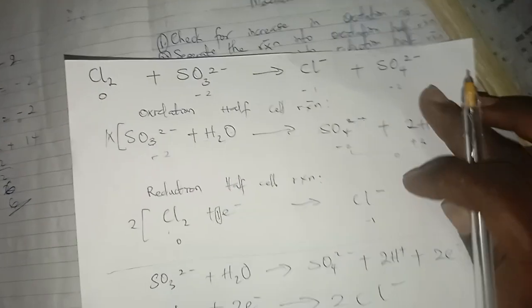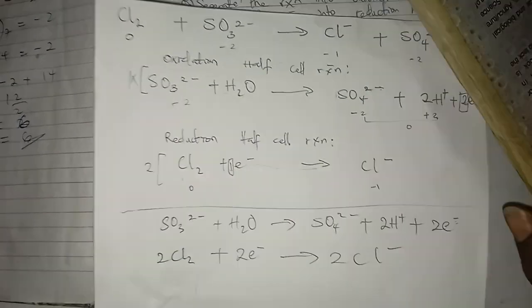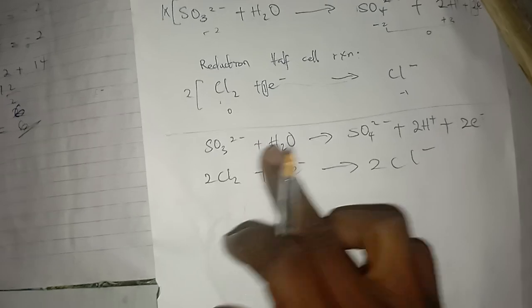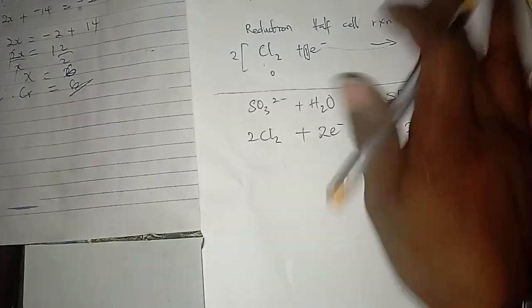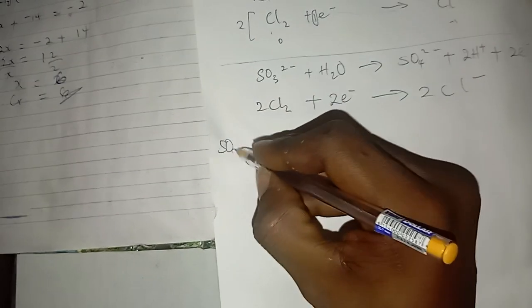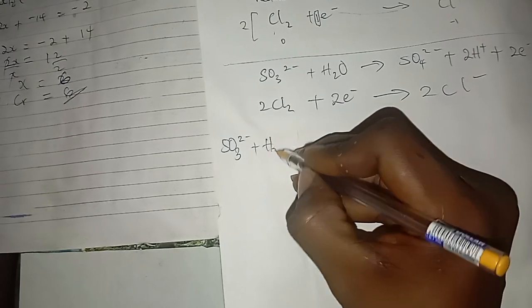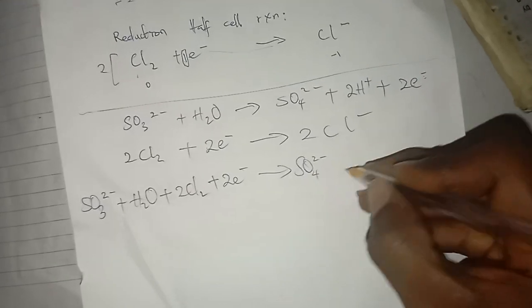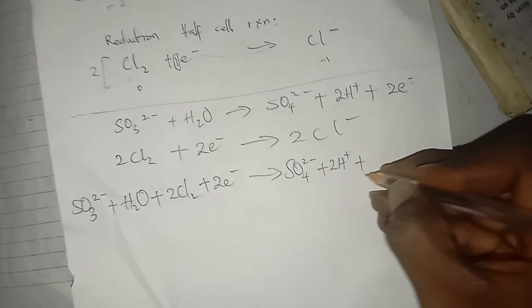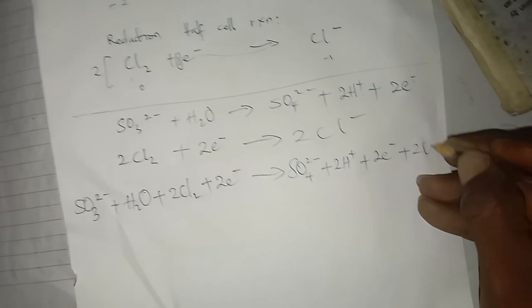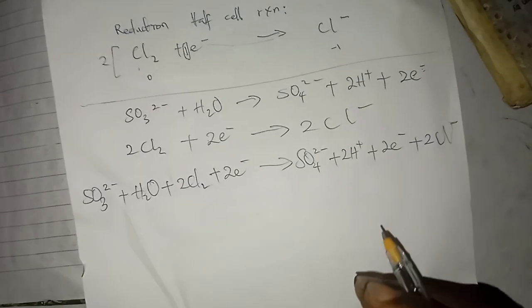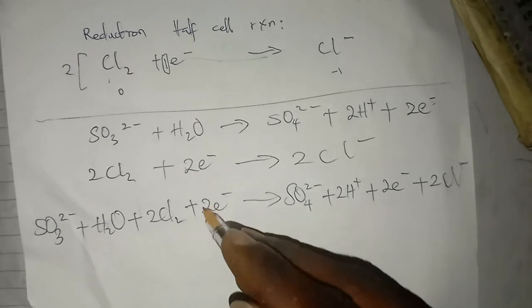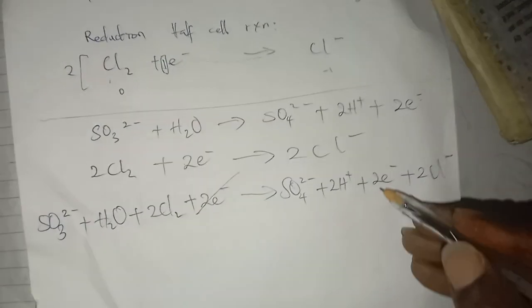So let's combine both sides. The left hand side is going to be SO3 2 minus plus H2O plus 2Cl2 plus 2e minus. Then the right hand side is going to be SO4 2 minus plus 2H plus plus 2e minus plus 2Cl minus. Notice I have electrons here and here. I can cancel them because they are on both sides of the reaction.